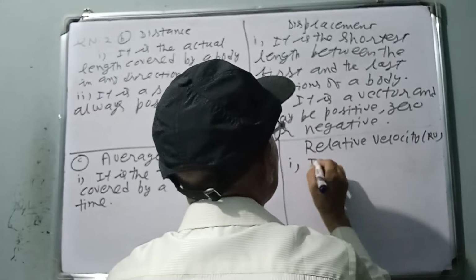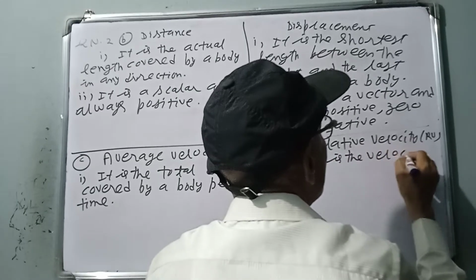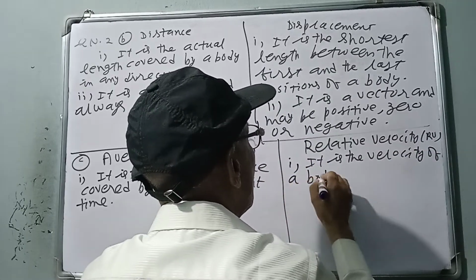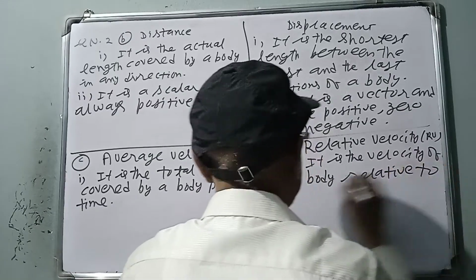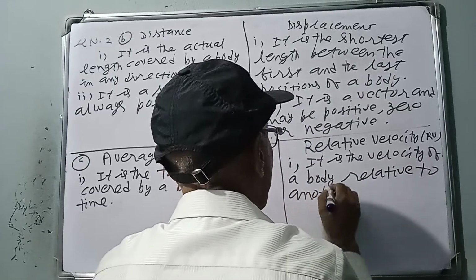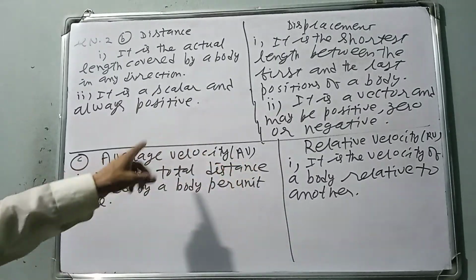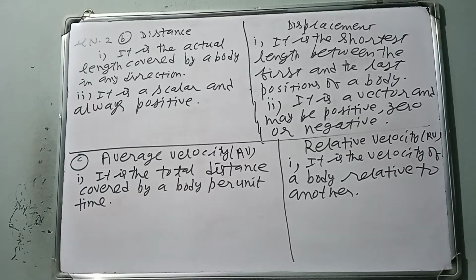Relative velocity is the velocity of a body relative to another. Average velocity is the total distance covered by a body per unit time.